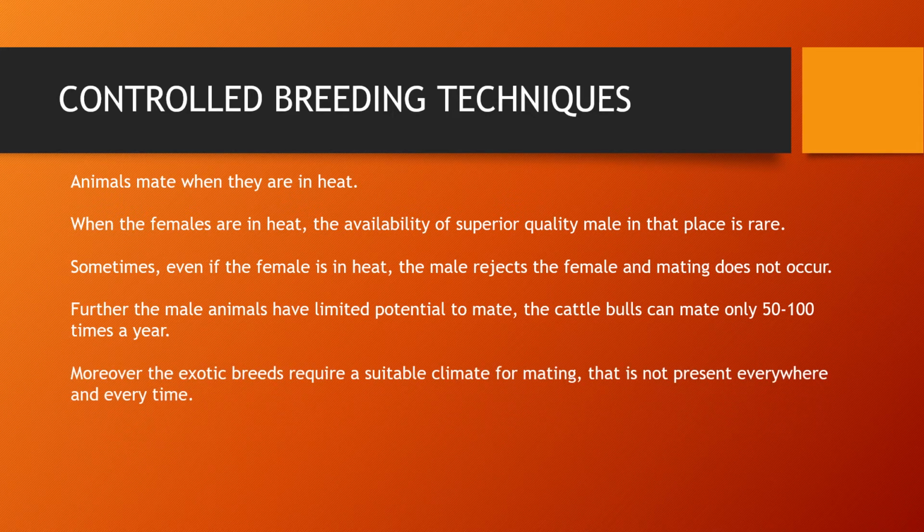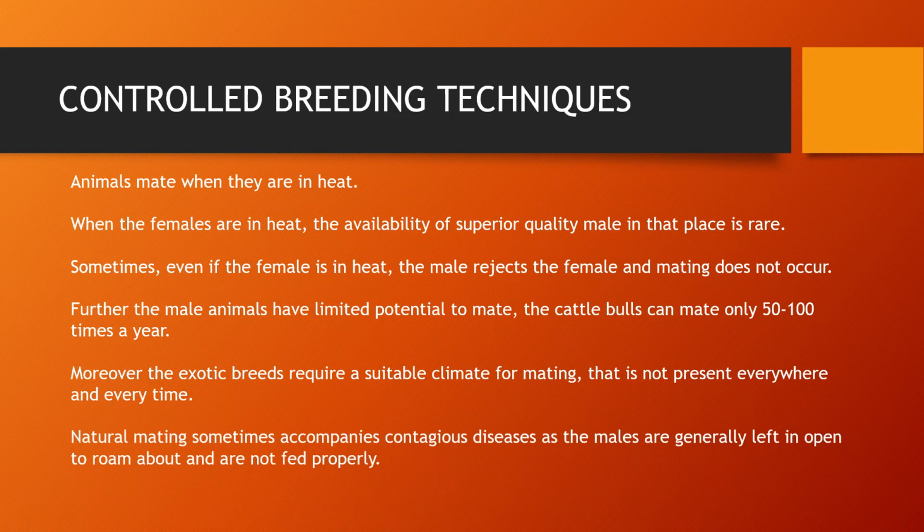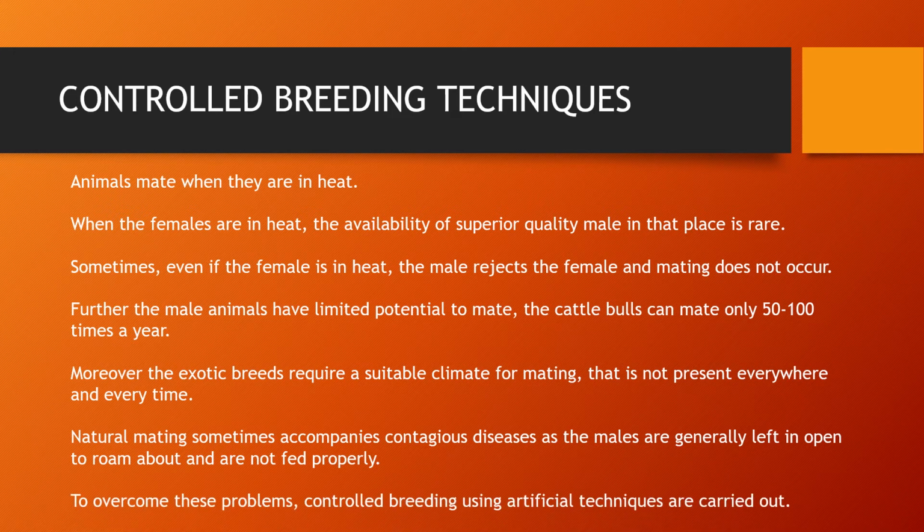Moreover, the exotic breeds require a suitable climate for mating that is not present everywhere and every time. Natural mating sometimes accompanies contagious diseases as the males are generally left in the open to roam about and are not fed properly. To overcome these problems, controlled breeding using artificial techniques is carried out. Let's watch this video to know about controlled breeding techniques.